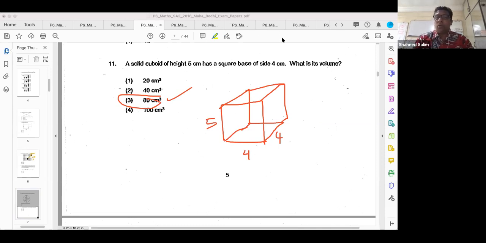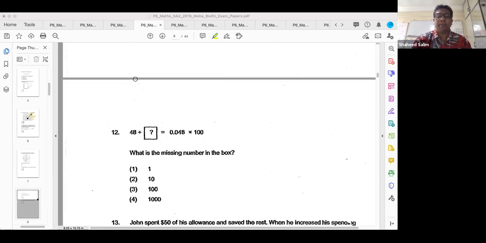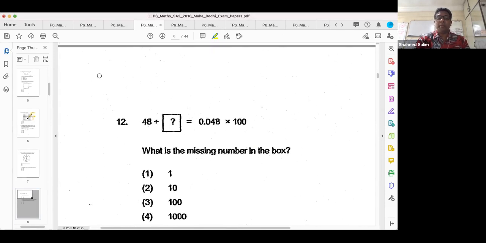Okay, you cannot throw away marks. I notice some of you are making mistakes. You should not be making mistakes like that. Okay, here we go. Number 12.